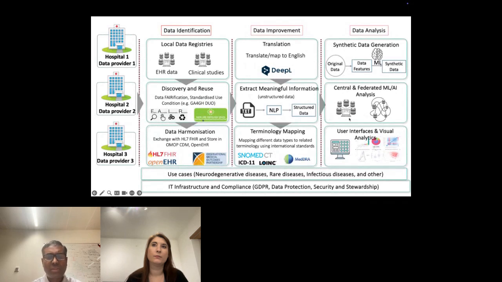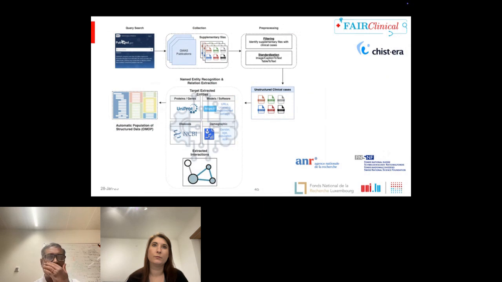I will briefly touch on these things now. Our focus is especially on neurodegenerative diseases, rare diseases, infectious diseases, and immunological areas, and so on. So one project I'm involved in is called FAIR Clinical. This is a Sistera project. It's a collaboration between the Swiss Institute of Bioinformatics and ANR from the French colleagues, and also colleagues from the UK. So this is a project.